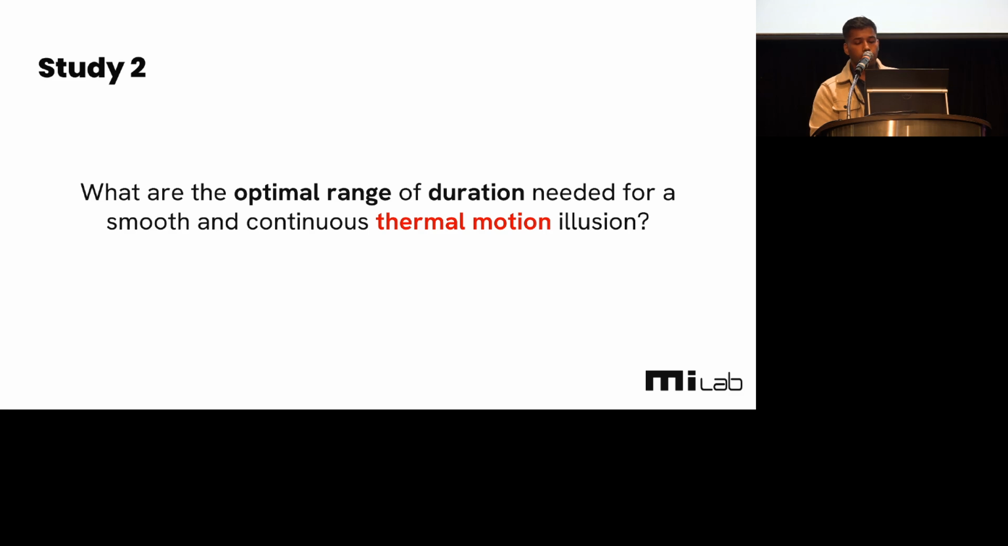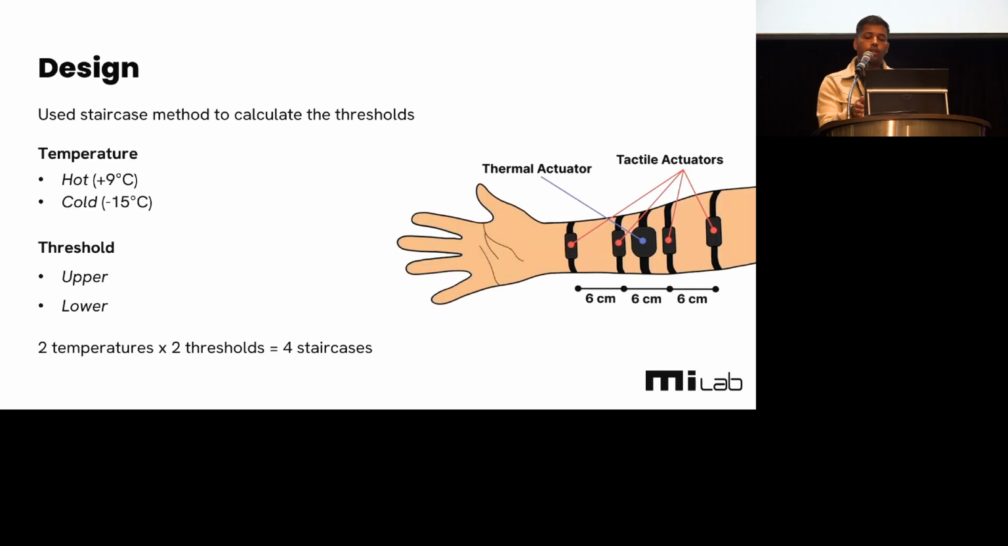In this study, we calculate the range for both hot and cold conditions and study how temperature affects this range. We conducted the study with 16 participants and used a 1 up 2 down staircase method to determine duration thresholds. We calculated the lower and upper thresholds for hot and cold conditions, resulting in 4 staircases per participant.